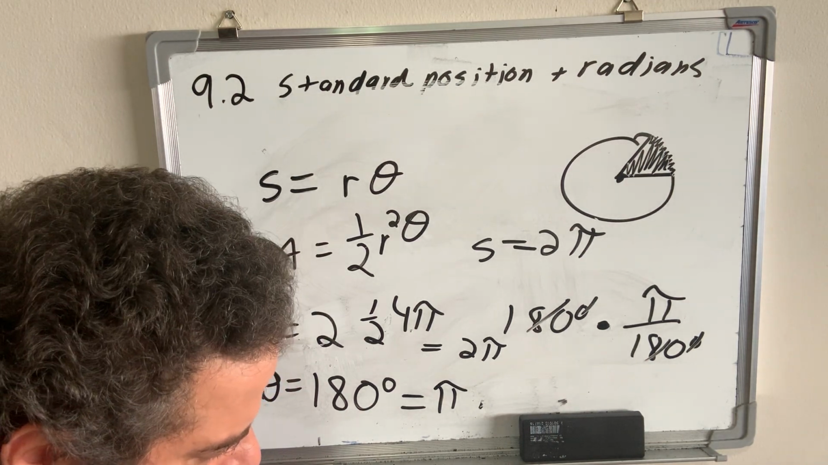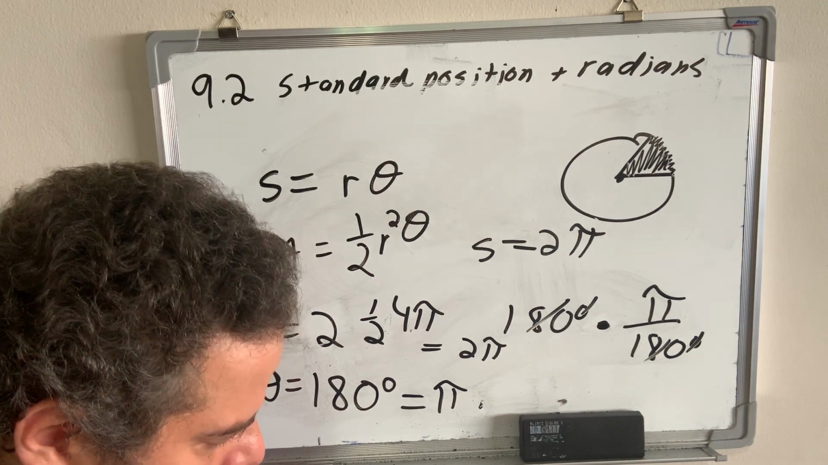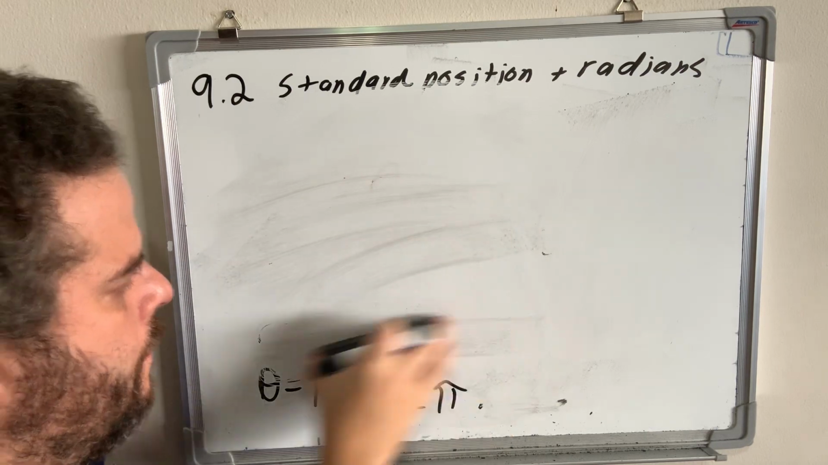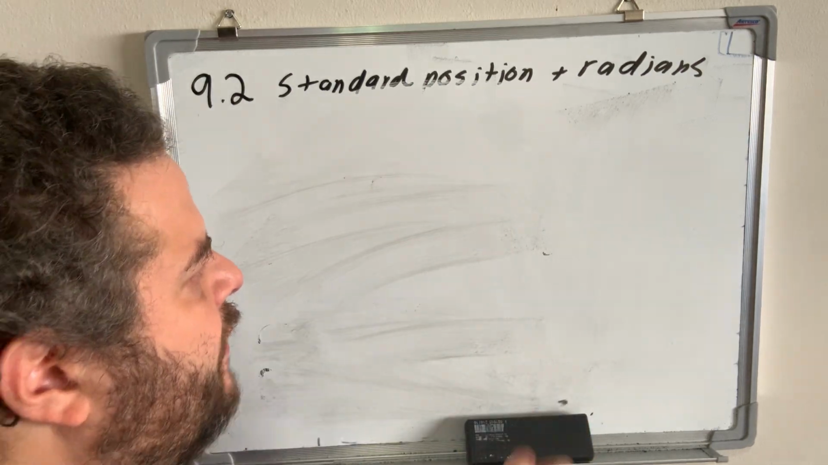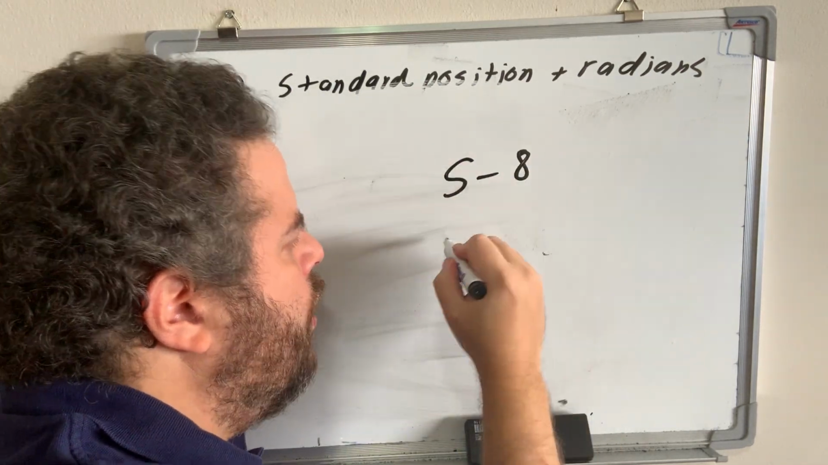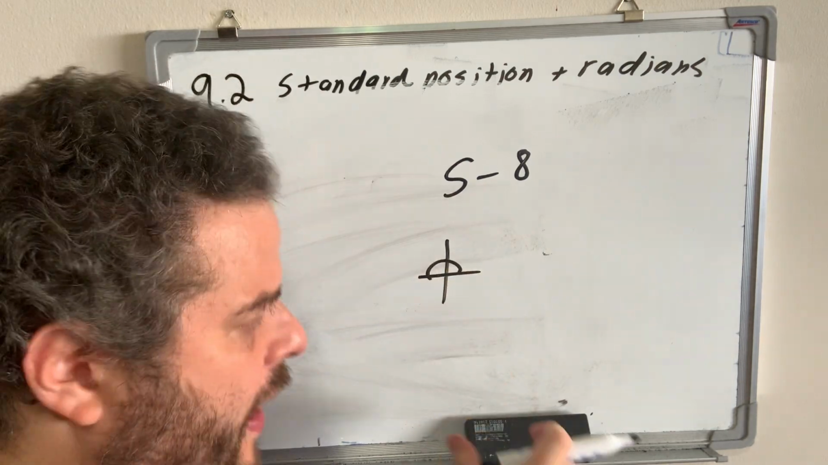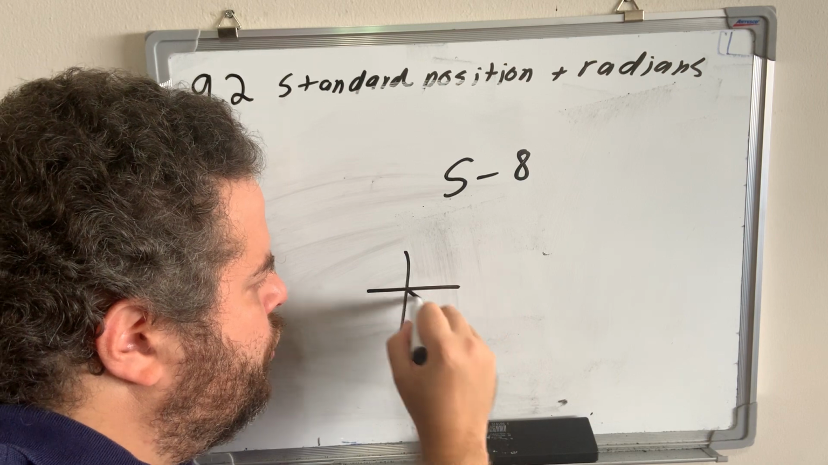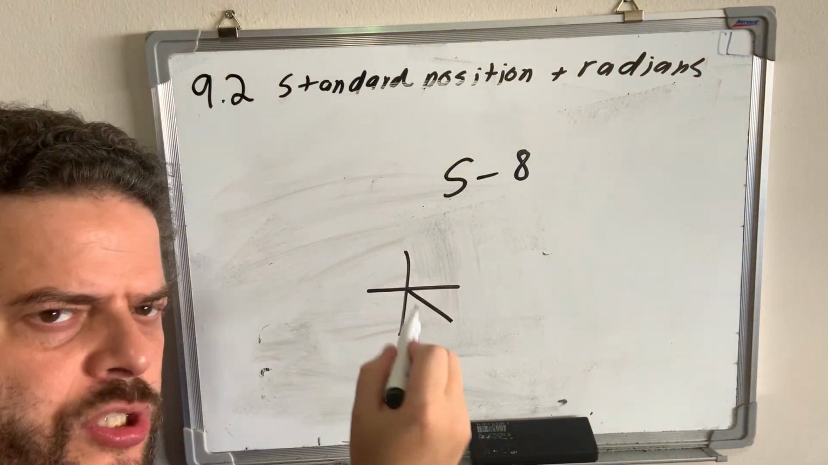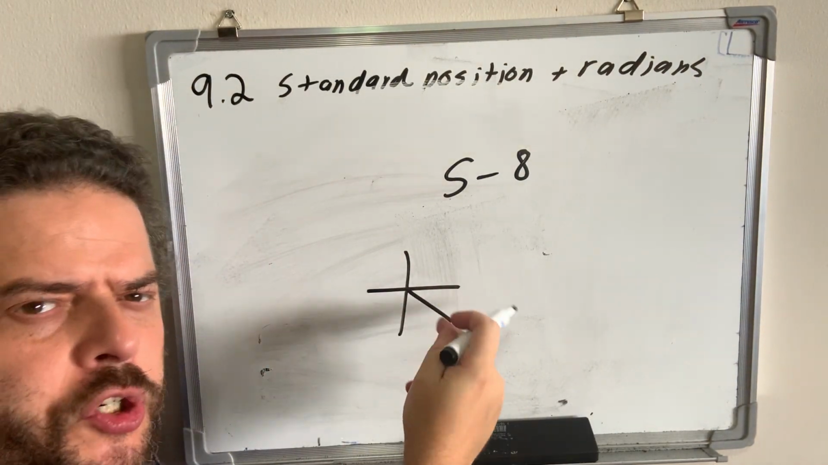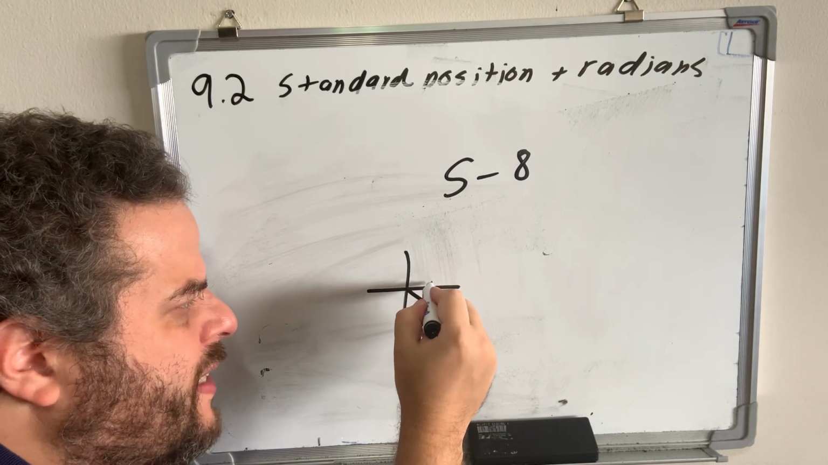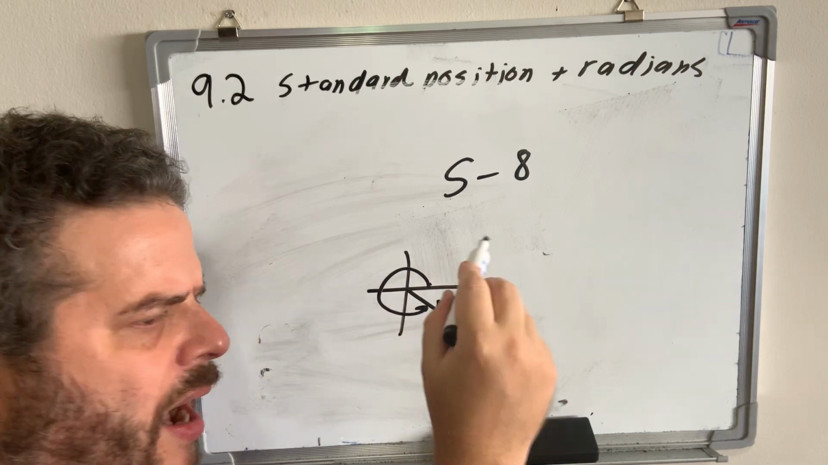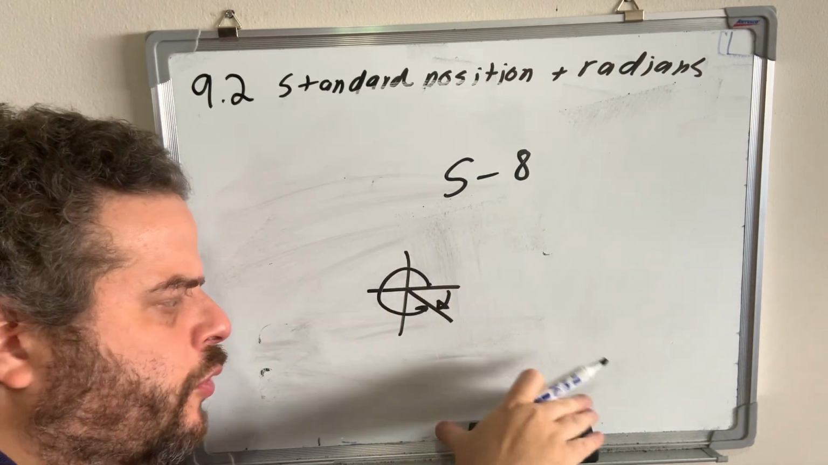Now for homework, please do the following. Please do 5 through 8. That's just a rough sketch of where the angle should end up. But one thing to note, don't just draw the angle or the terminal side. Please always put a line here and rotate so I know which direction you rotated in.